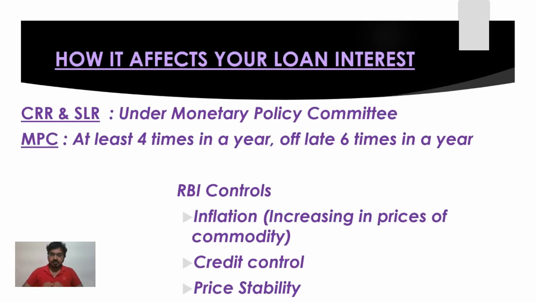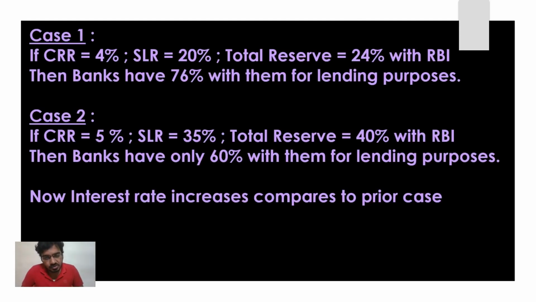By this committee, RBI controls credit in our economy. We will see in the next slide how they are controlling our credit. In the first case, if the CRR is 4 percent and the SLR is 20 percent, the total reserve amount to be kept aside is 24 percent. CRR is parked with the RBI. SLR is parked with the bank itself. So 24 percent has to be kept aside, and the remaining 76 percent is in the hands of the respective banks for lending purposes.